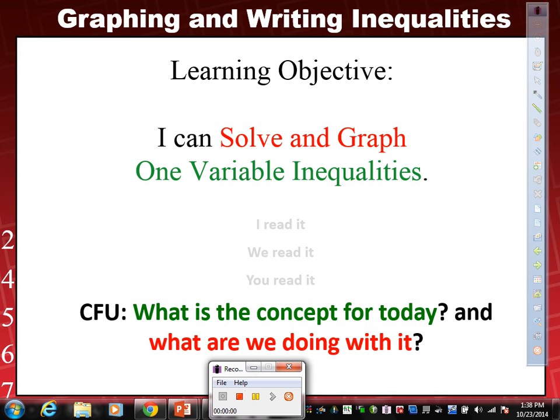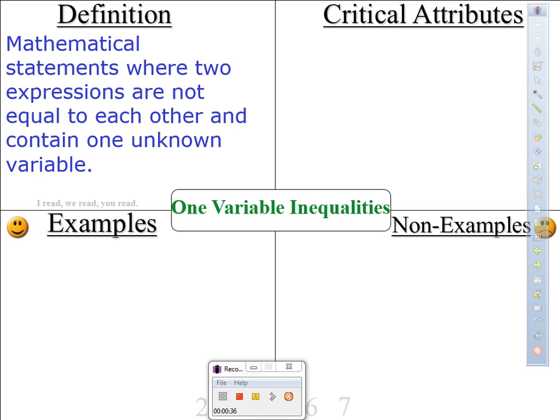One variable inequalities. That's the concept, right? We already finished equations. We finished expressions at the beginning of the year. Now we're continuing with inequalities. So, inequalities. Definition. Mathematical statements where two expressions are not equal to each other and contain one unknown variable.